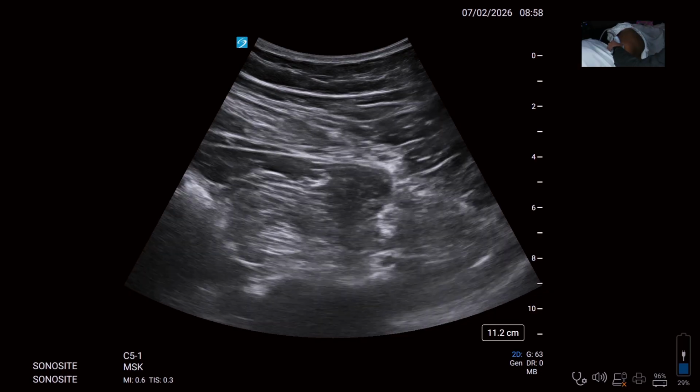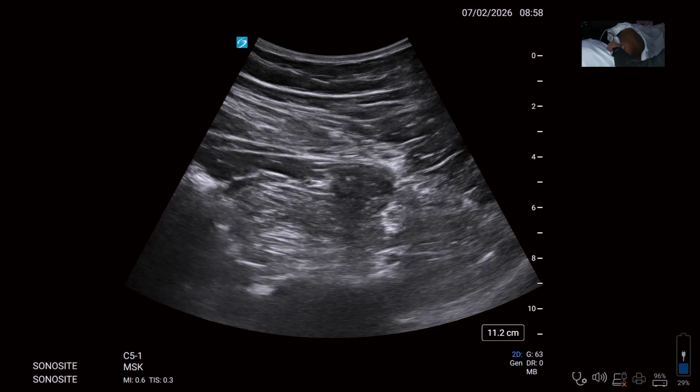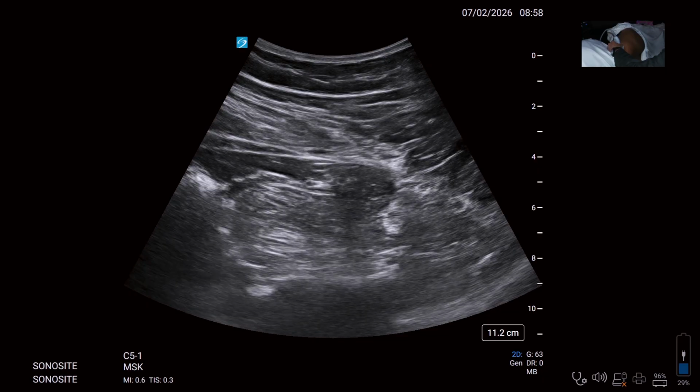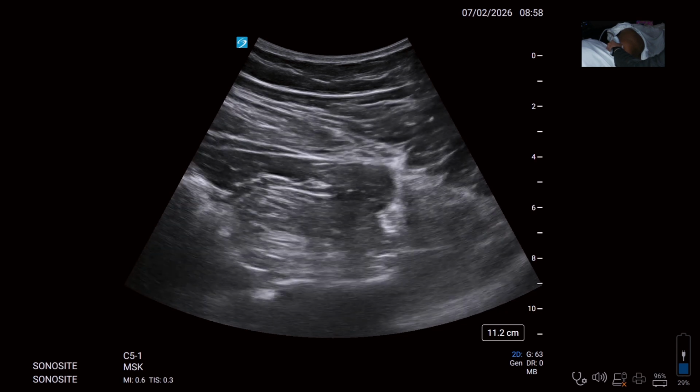So from where my needle is going to come? So my needle is going to come, I'm going to calculate the distance. The distance of the lumbar plexus is close to 8 centimeter. So I will measure 8 centimeter and then my needle is going to come from this place.